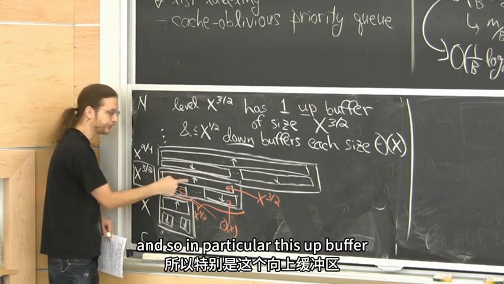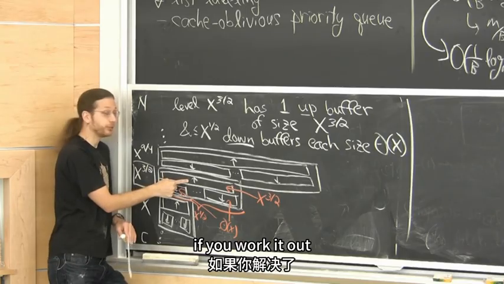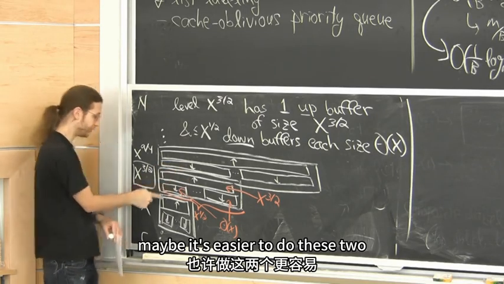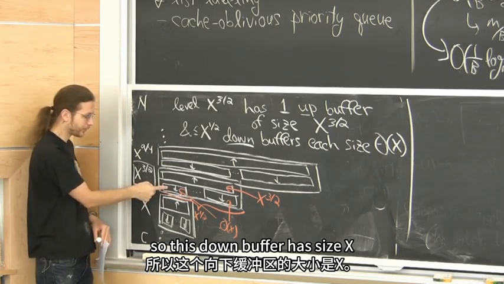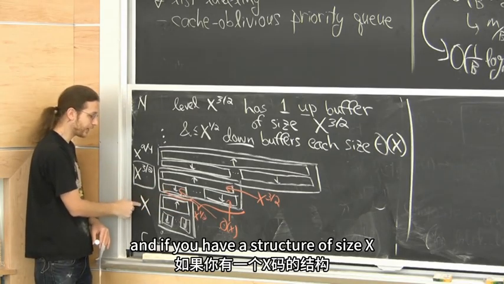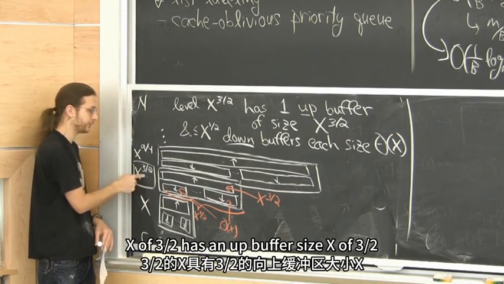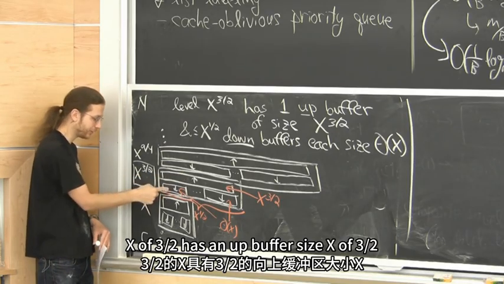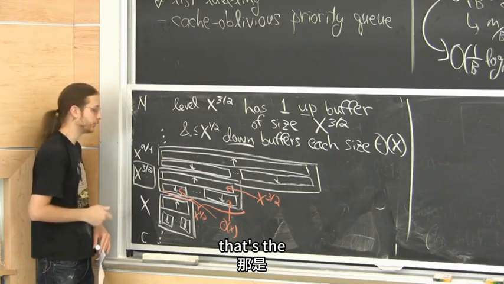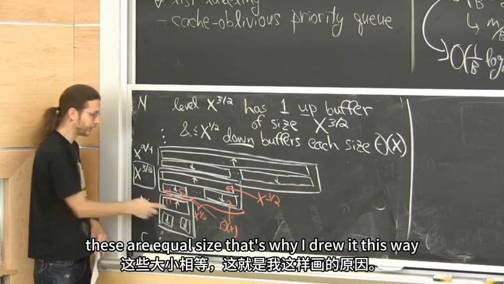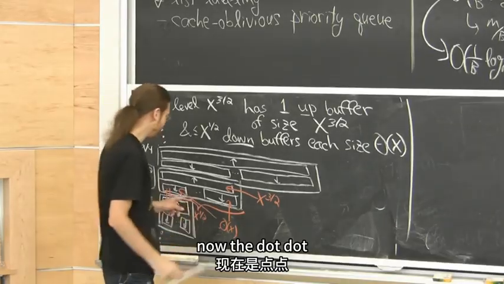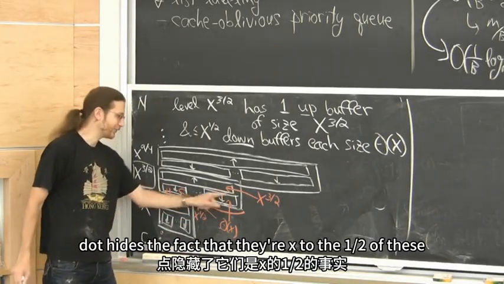And so in particular, this up buffer, if you work it out, should be exactly the same size as this down buffer. Maybe it's easier to do these two. So this down buffer has size x. And if you have a structure of size x, the up buffer has size x, right? X to the 3/2 has an up buffer of size x to the 3/2. So this will be size x, and so these match. These are equal size. That's why I drew it this way.